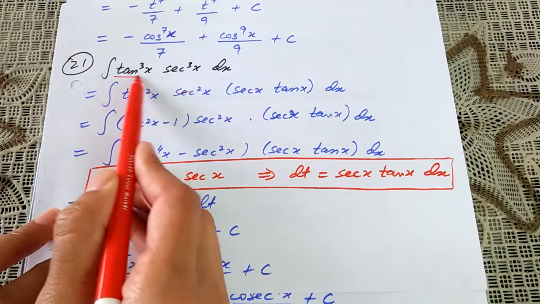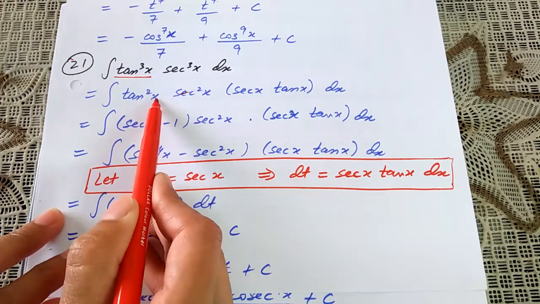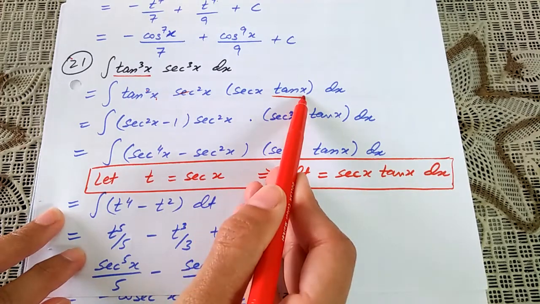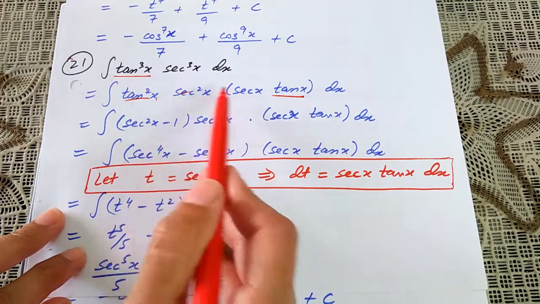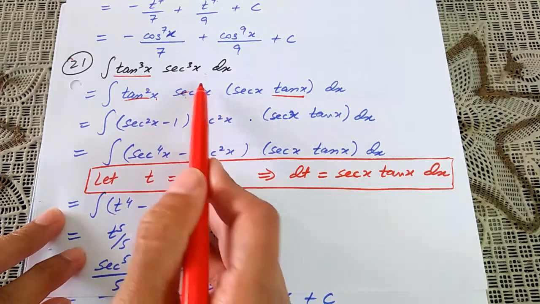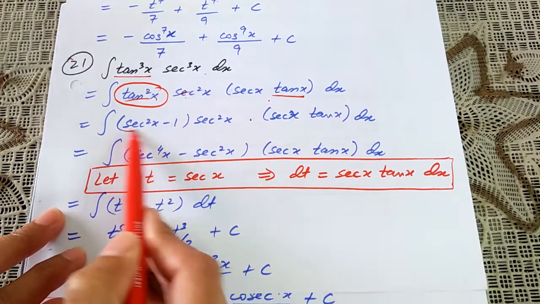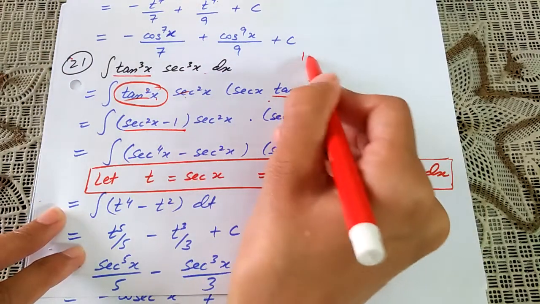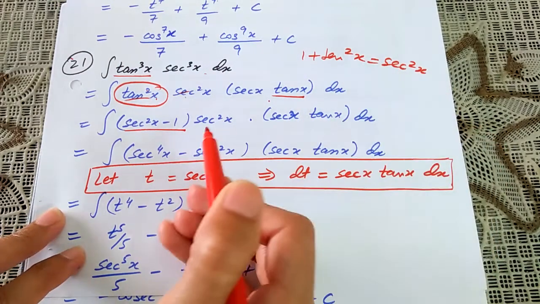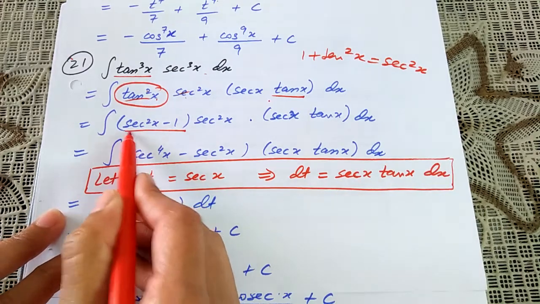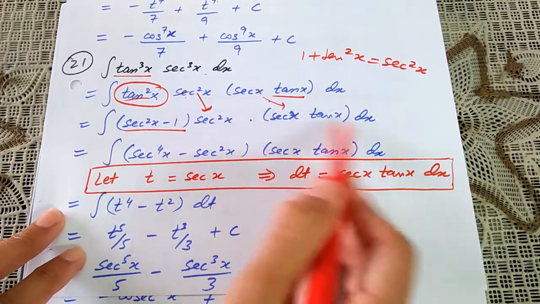I am splitting this tangent cube of x in the nearest even power. It will be tangent square of x and one tangent x is written here. Both will combine and get back tangent cube of x. Secant cube of x can be written as secant square of x and secant of x. Now tangent square of x can be written as secant square of x minus 1 because I know that 1 plus tan square of x is equal to secant square of x. So tangent square of x will give us secant square of x minus 1. This will be kept as it is and this term is kept as it is.